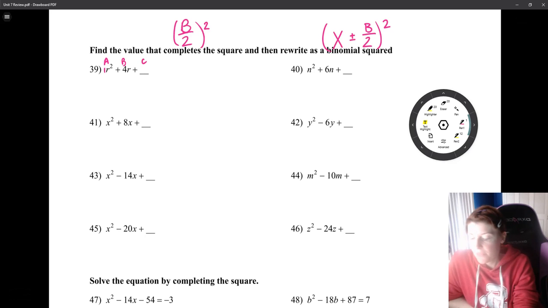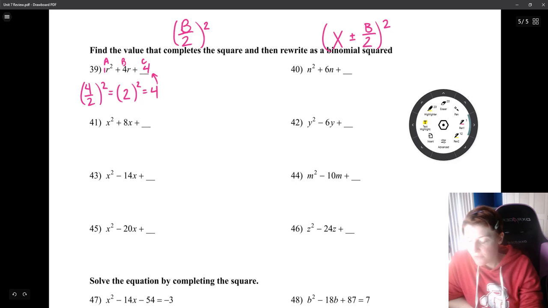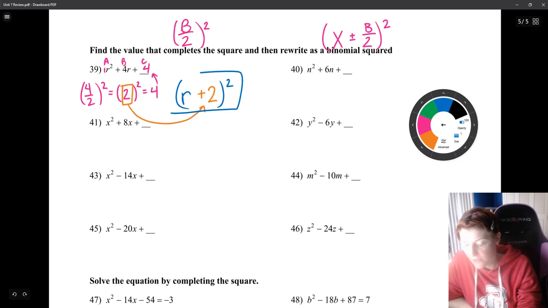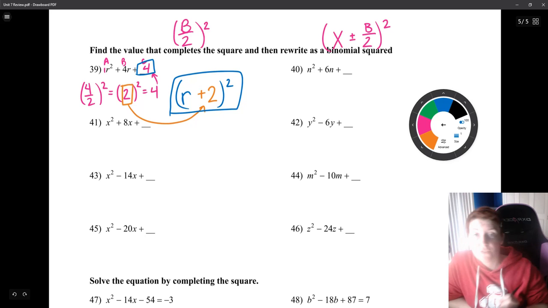So my b value is 4, so we're going to do 4 divided by 2 and square that. So 4 divided by 2, that's 2, and 2 squared is 4. So that 4 is our perfect C. We're going to put that there. And then for our second part, we're going to put our variable, which is r, and our b divided by 2 number, that one is a +2. And we're going to say that's squared, and those are our 2 answers for this problem.